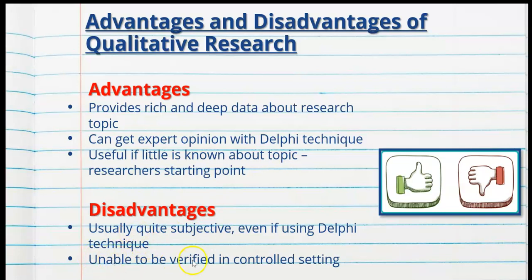Also, it's unable to be verified in a controlled setting. So even if we do focus groups and we run the show with that, we can't actually verify what the participant has said to be true because we're just taking their word for it. So again, it can lead to a lack of validity and reliability in the results.